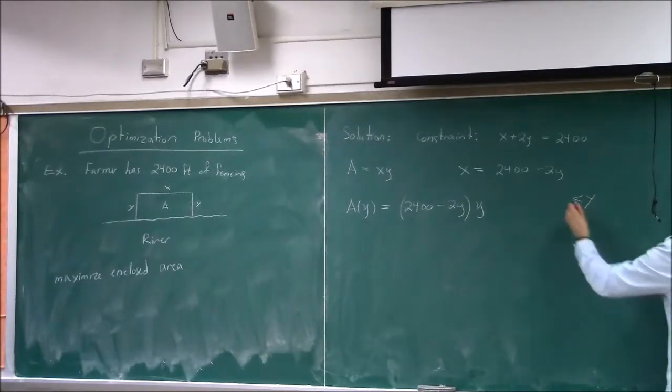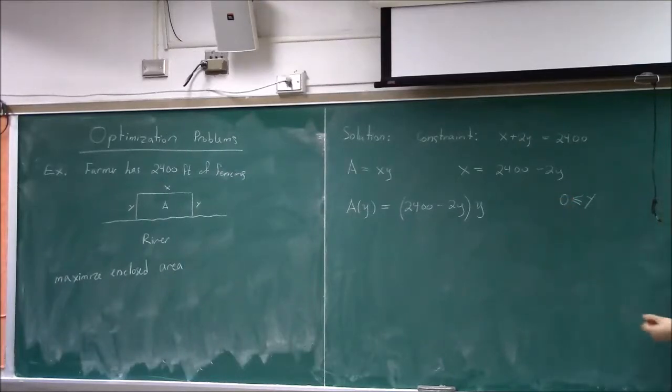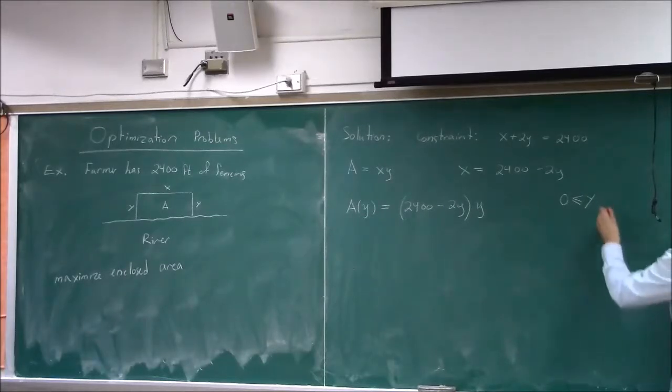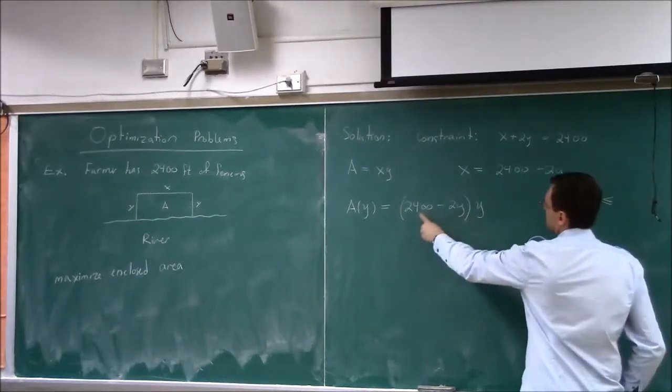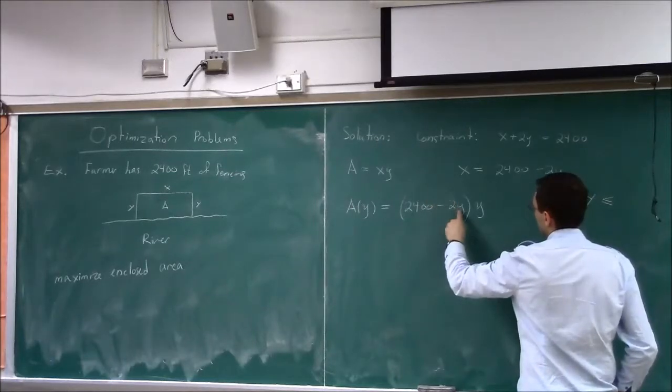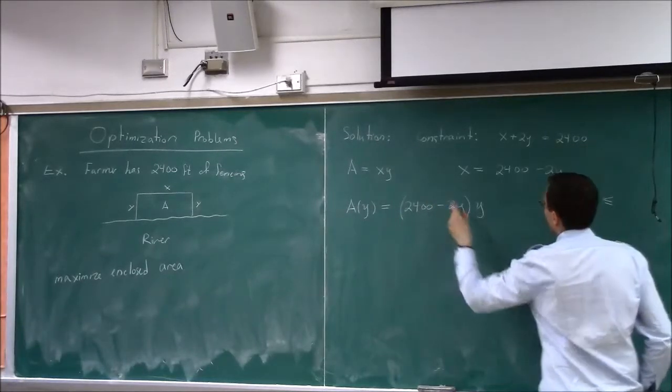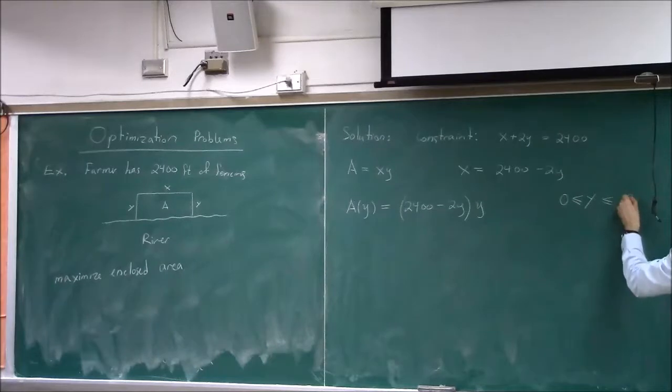0. Of course, we know that 0 is not a realistic value, right? If y is 0, we just have a fence that is right at the river. It's not really enclosing any area. And the other possibility is for y to be too large, and that is, well, y should be at most 1200, right? Agreed? So y is between 0 and 1200.